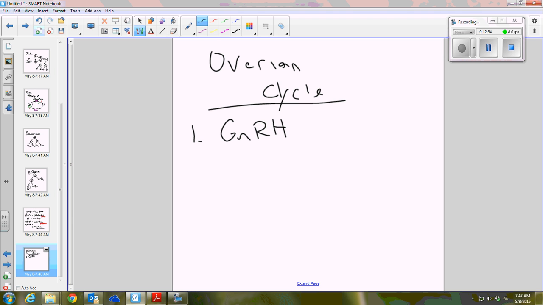GnRH is released by the hypothalamus, and this travels to the anterior pituitary gland. What this GnRH does is signaling, because the hypothalamus is kind of like the control center for all of your hormone functions, and the anterior pituitary or the posterior pituitary, either one of them, kind of act as a messenger to the whole body via the hypothalamus.